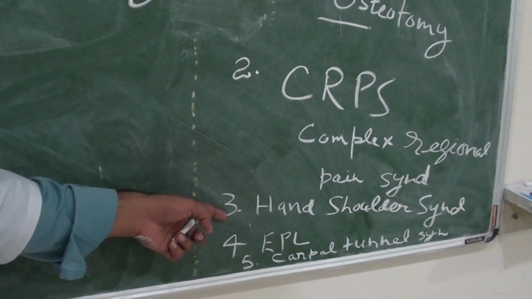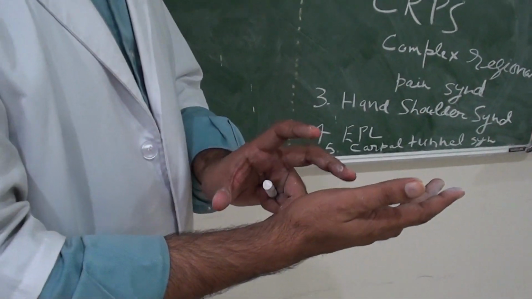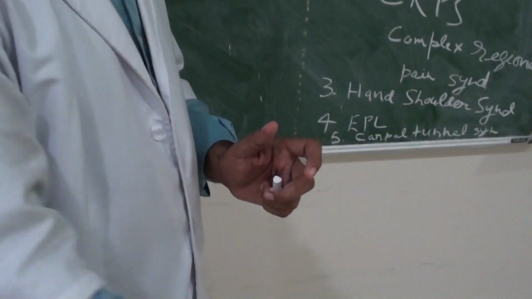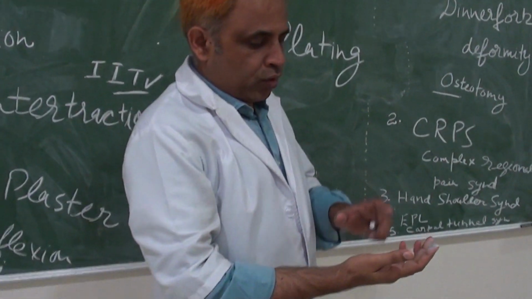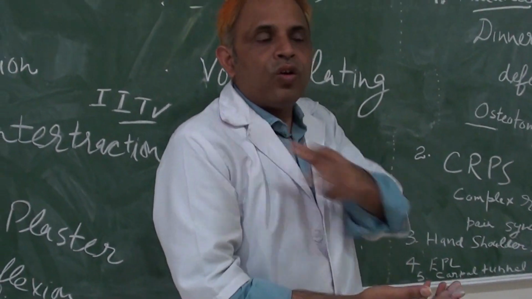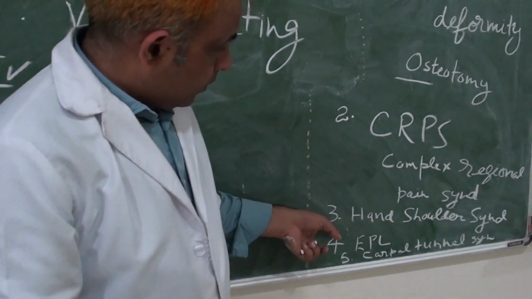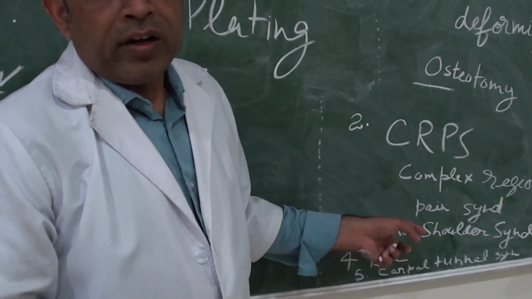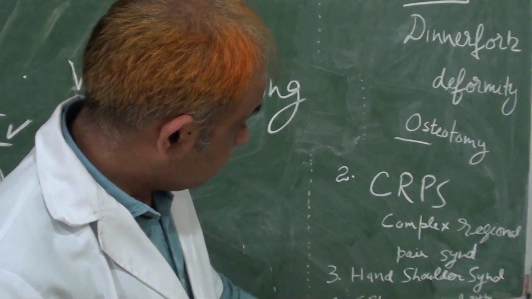Another complication is hand-shoulder syndrome. You apply plaster in the hand and the patient doesn't do exercise. Whenever we apply Colles plaster, we ask them to move the elbow, we ask them to do shoulder abduction, right? If they don't do exercises, they'll get stiffness in the shoulder, and also stiffness in the hand. Because this problem is with both hand and shoulder, it is called hand-shoulder syndrome. Treatment is simple physiotherapy. At the start of the treatment, you ask them for physiotherapy.